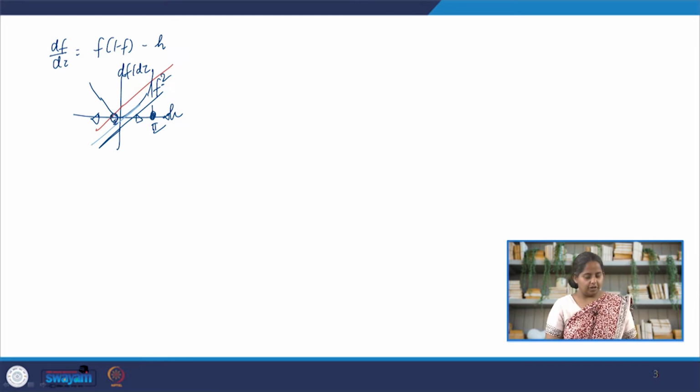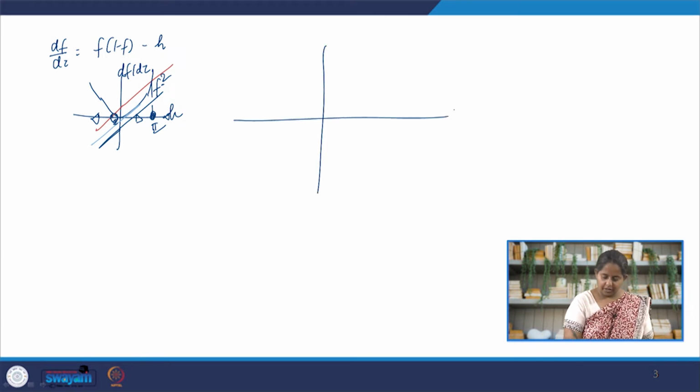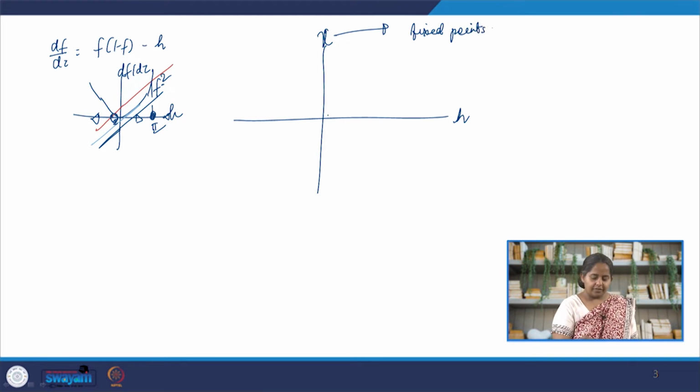Now we are going to make the diagram that shows how the fixed points are changing with change in parameter. So, let's put the parameter on the x axis and the fixed points on the y axis. I am showing the fixed points by this symbol. When h is positive, there are no fixed points. So, when h is positive, we do not have any fixed point. So, the second and the first and the fourth quadrant will stay empty.